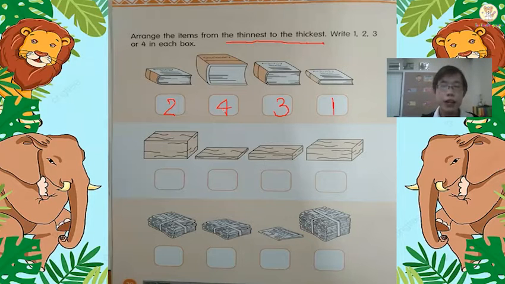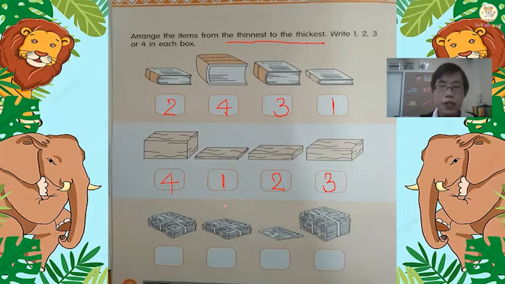Next picture, you can see that they are going to compare 4 pieces of wood, right? Which one is the thinnest? The answer is picture number 2. So we need to write number 1. Next, we need to write number 2 on picture number 3. Number 3 at picture number 4. At the first picture, we need to write number 4.